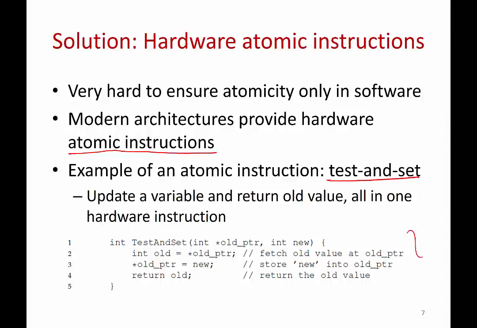So here is the C code for the test and set instruction, but note that this is implemented in hardware. It is not a piece of software that you execute. This is a test and set instruction that is implemented in hardware. That is, somebody has written Verilog code for it and compiled it, and it runs on a chip, right? So what does this test and set do?